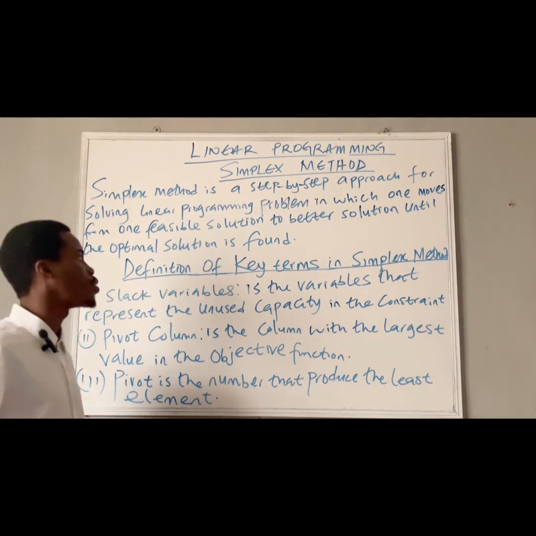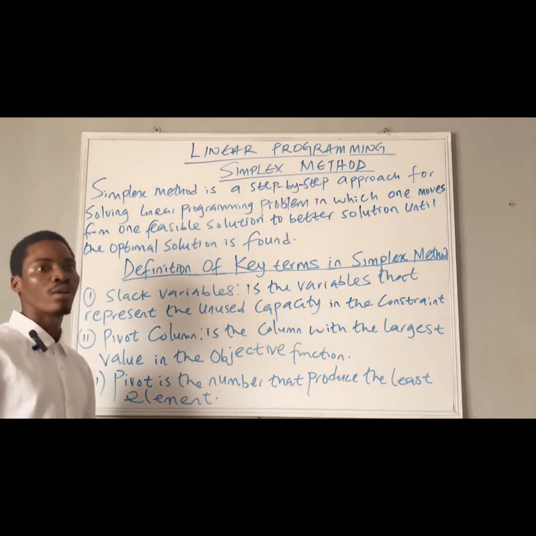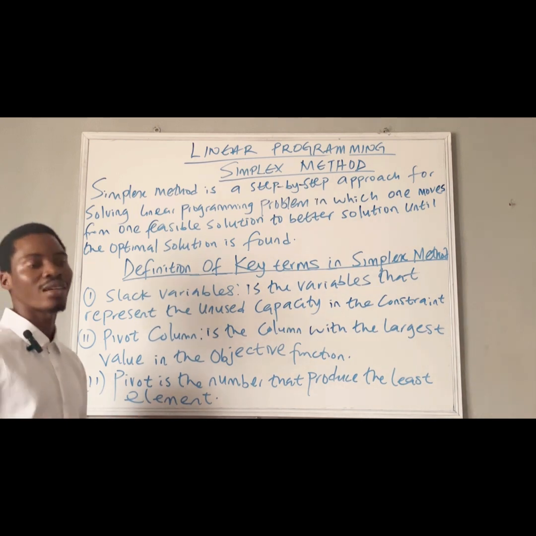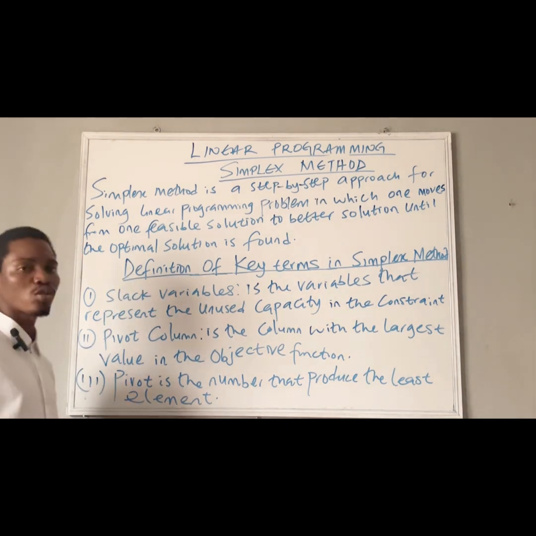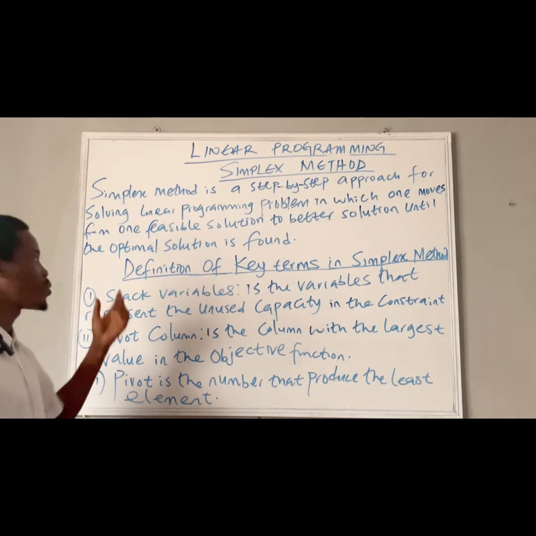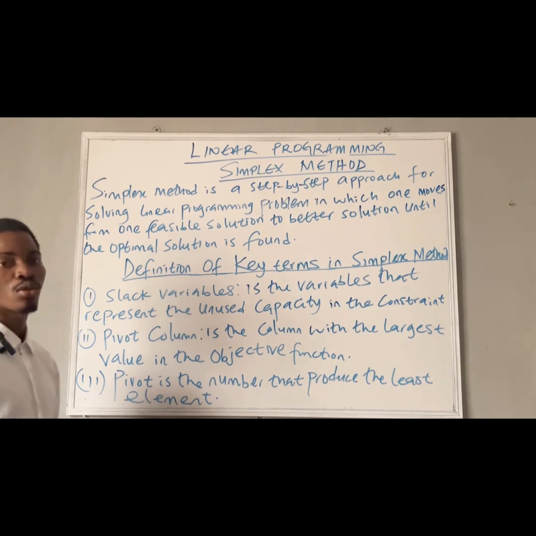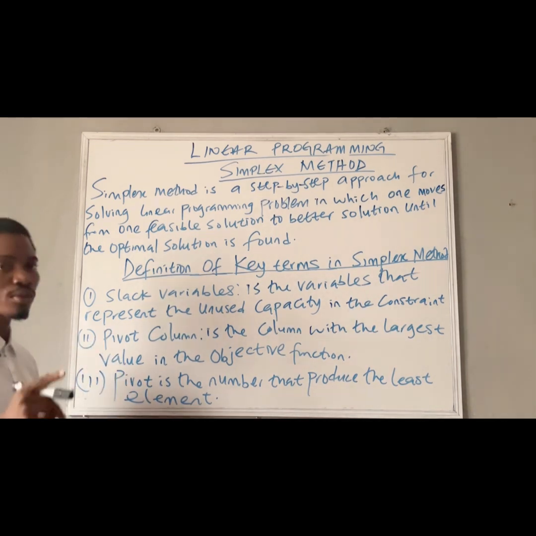What is feasible solution? Feasible solution is a solution that satisfies constraints. Whenever you have a constraint that satisfies the linear programming problem, we call it feasible solution. An optimal solution, the word optimize is what? To maximize or minimize. So optimal solution is a solution which is said to be what? Maximization or minimization. And remember, we maximize profit and we minimize cost.